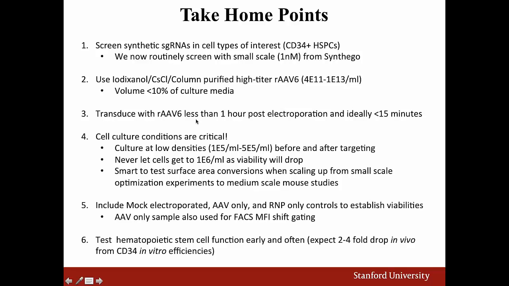And really, the cell culture conditions are critical. This is the biology of stem cells. So culture them at low densities, maintain them often, never letting them get above 1E6 because their viability will drop. When you transition from small scale to medium scale mouse studies, it's a good idea to test the surface area conversions. In the beginning, you want to include mock electroporated, AAV-only and RNP-only samples to establish your viabilities. If you do have toxicities, then you can see where they are coming from. I highly recommend testing hematopoietic stem cell function early and often once you start these projects, and you can expect a 2 to 4-fold drop in vivo from CD34 in vitro efficiencies.